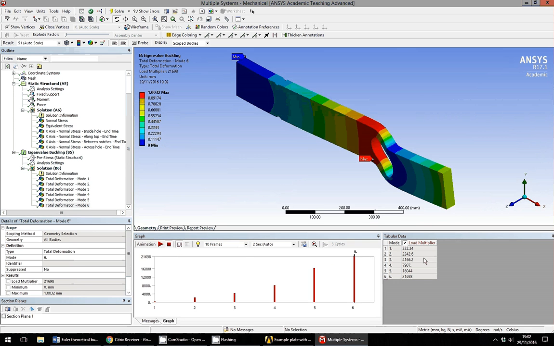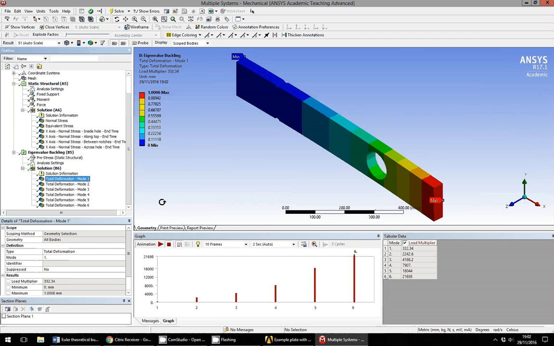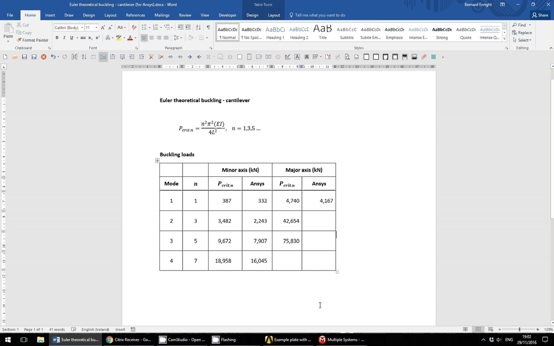Okay, so how do these results compare with the theoretical? The theoretical for such a structure is relatively complex, but there is a well-established theoretical model for the buckling of a solid cantilever. So let's have a look at the theory for that. Any mechanics and materials textbook will give you that the critical load is n squared pi squared EI over 4L squared for a cantilever, where n for the different modes goes 1, 3, 5, etc. So for mode 1, 2, 3, 4, n goes 1, 3, 5, 7.